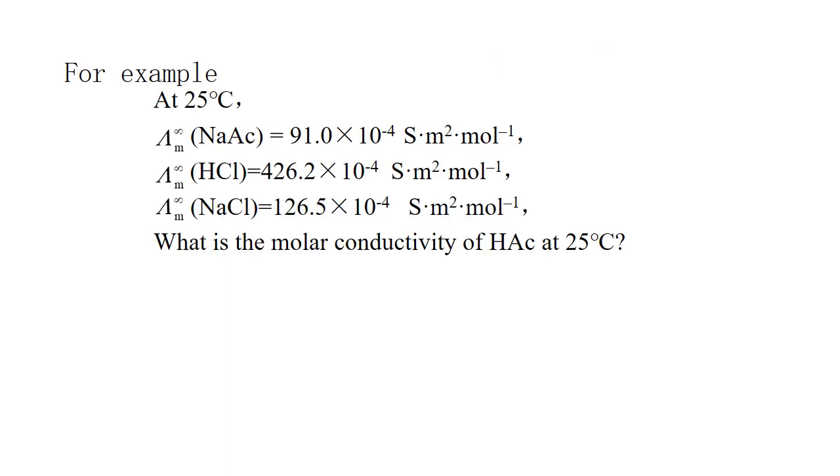For example, at 25 degrees Celsius, the molar conductivity at infinite dilution of sodium acetate salt is 91 × 10 to the power minus 4 Siemens meter square per mole. Limiting molar conductivity of HCl is 426.2 × 10 to the power minus 4, same unit Siemens meter square mole inverse, and limiting molar conductivity of NaCl is 126.5 × 10 to the power minus 4. What is the molar conductivity of acetic acid at 25 degrees Celsius? So we can use the previous formula.